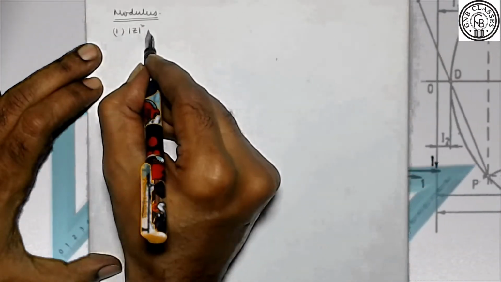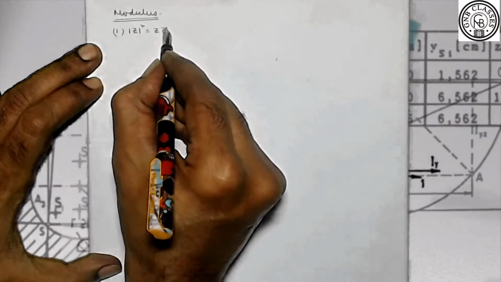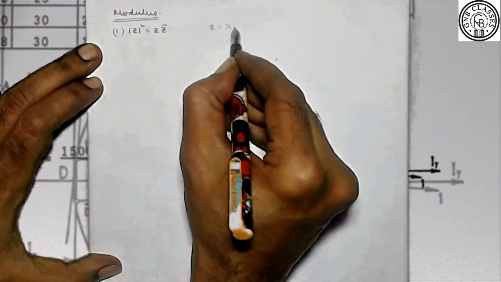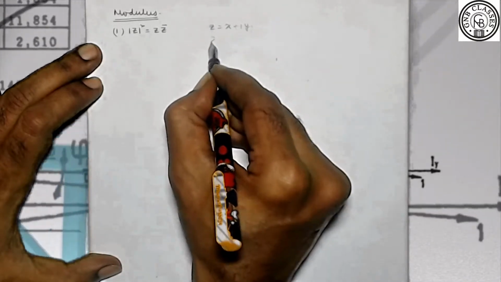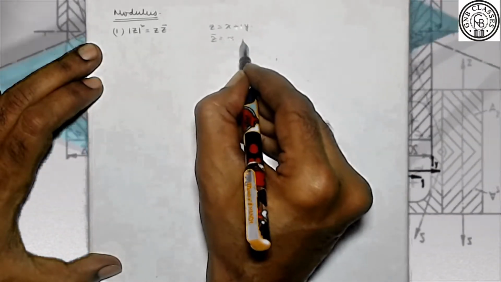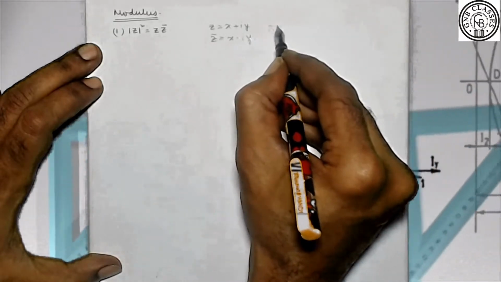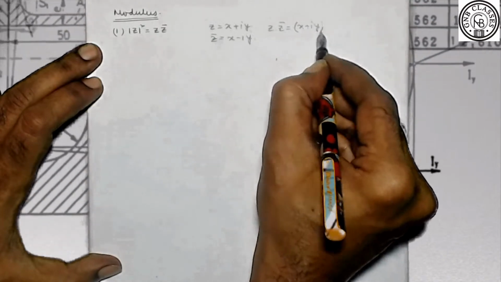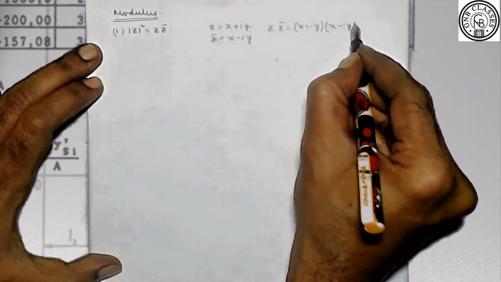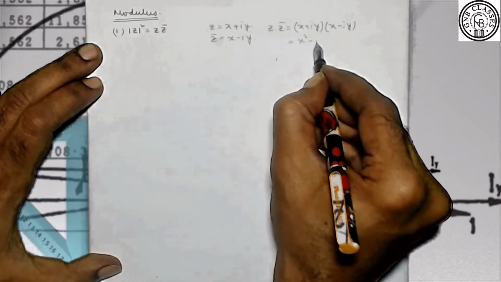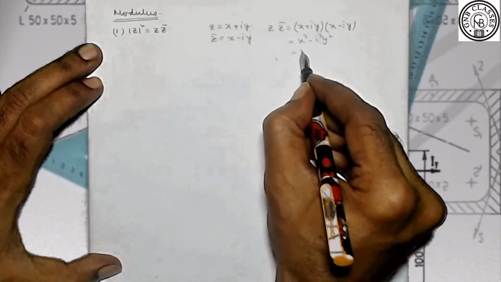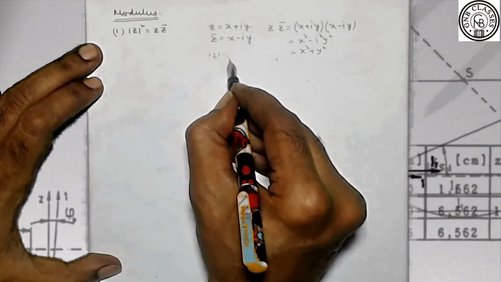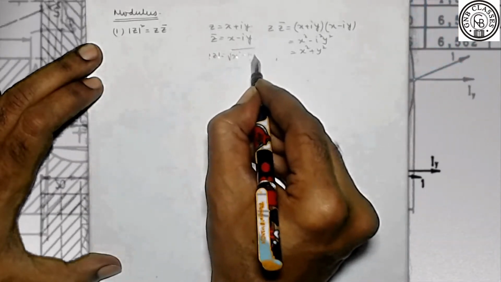Modulus of z square can always be written as z z bar. Yes or no? Because if z is x plus iota y, then what is z bar? z bar is nothing but x minus iota y. Now if I go for multiplication of z and z bar, we are going to have x square minus iota square y square, which gives us x square plus y square. Again, what is mod z? Mod z is under root x square plus y square.